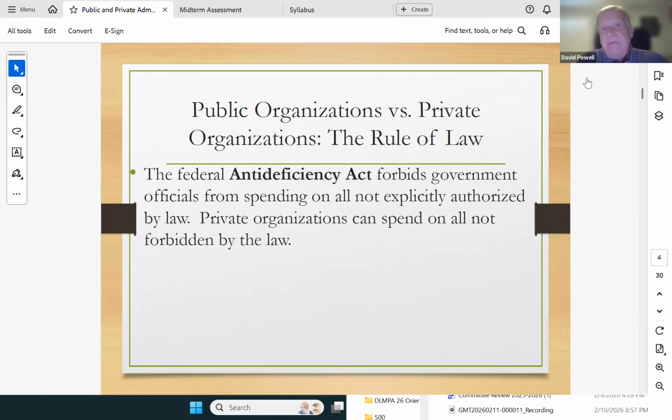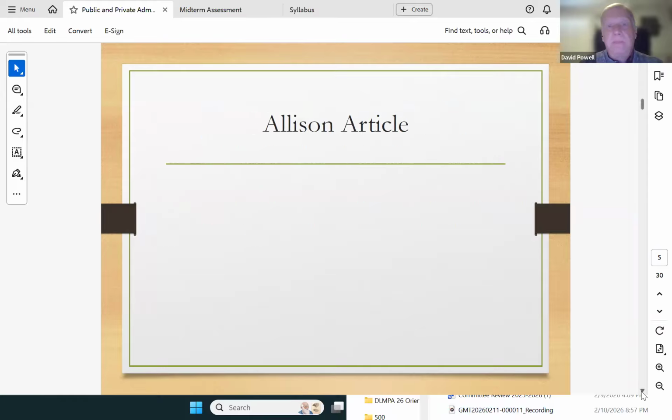So the Anti-Deficiency Act, even though it's a very old piece of legislation, it really has some true practicality for a lot of things we're going through today. But it's just another good illustration of how limited we are in the public sector as compared to the amount of flexibility that they have in the private sector when it comes to spending money.